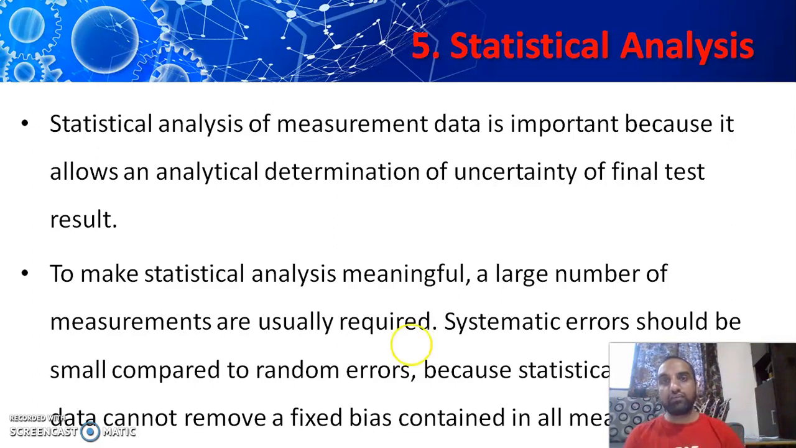Statistical analysis of measurement data is important because it allows an analytical determination of the uncertainty of a final test result. We have to take a large number of readings. For making the statistical analysis meaningful, a large number of measurements is usually required. So systematic error should be small as compared to the random error, because statistical analysis of data cannot remove a fixed bias contained in all the measurements.